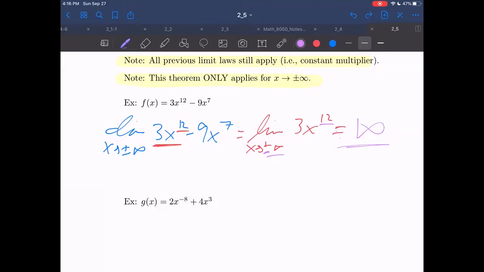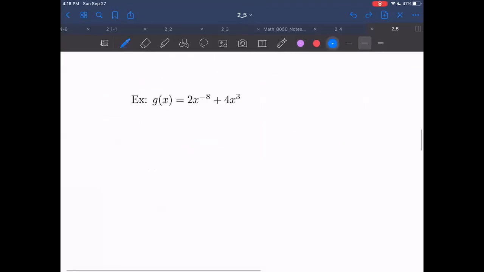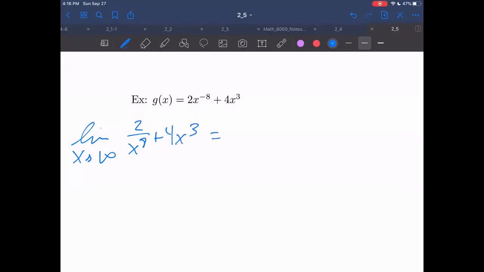All right, so then we're looking at our next function. This one we'll have to do separately. So we'll do the limit as x approaches positive infinity of 2 over x to the 8th plus 4x to the 3rd. We take the largest exponent's term, so that'll be 4x to the 3rd. I know that 8 is larger than 3, but the 8 is in the denominator. Because that's a fraction, it's smaller. You can also look at it as the exponent being negative, so it's smaller.